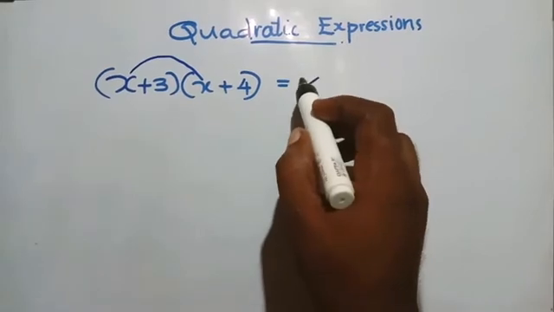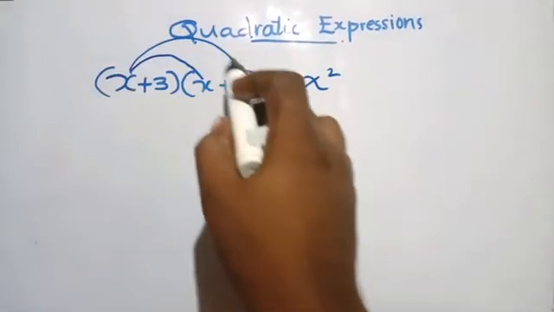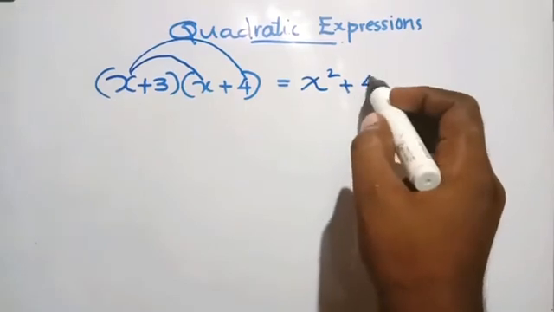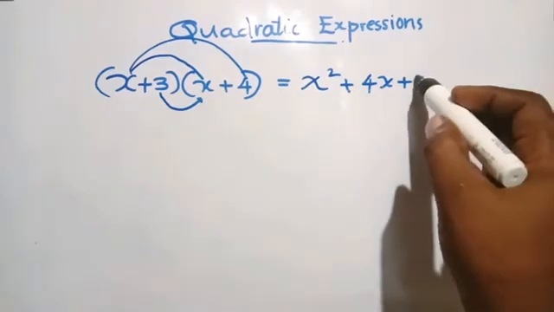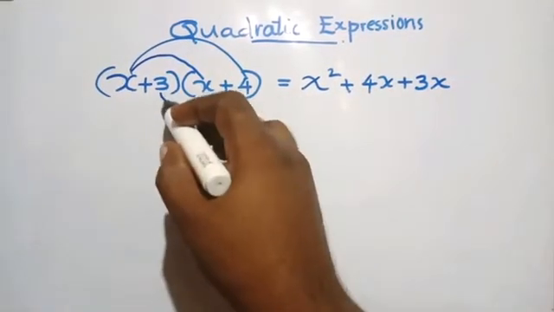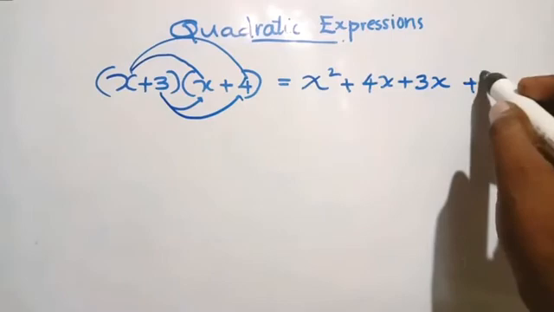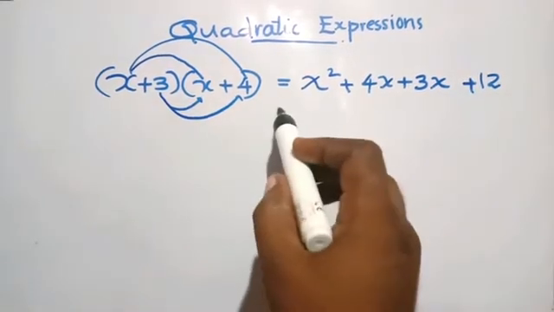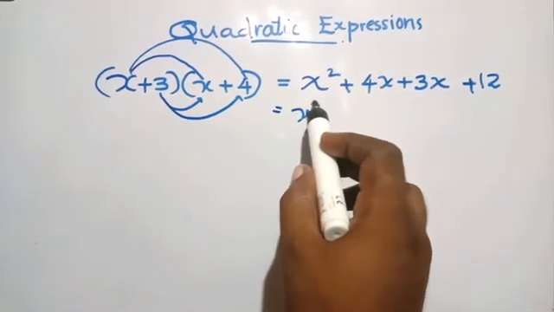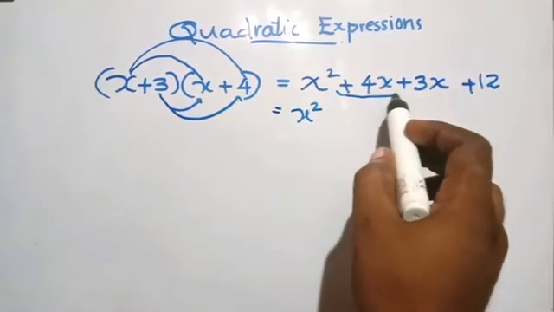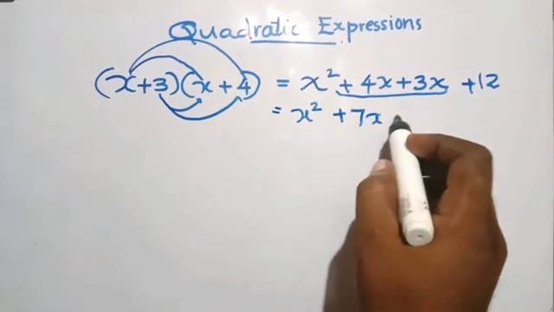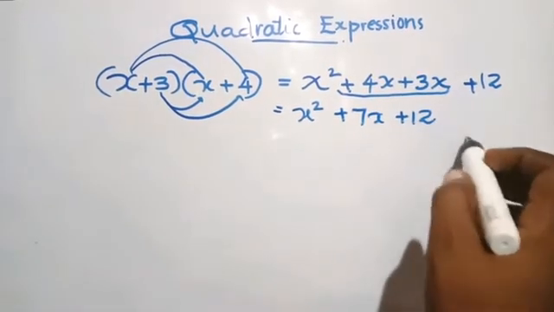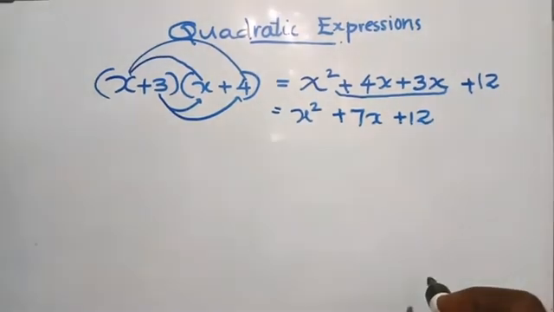X into x, x squared, plus x into 4, 4x, plus 3 into x, 3x, plus 3 into plus 4, plus 12, isn't it? That's equal to x squared. When you check these two terms, they are like terms, add them, plus 7x plus 12. So this is the topic we discussed in the earlier classes.